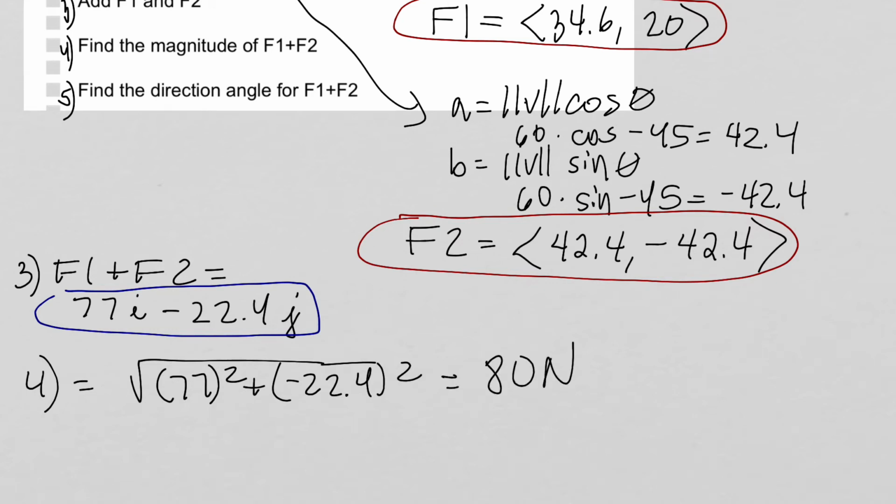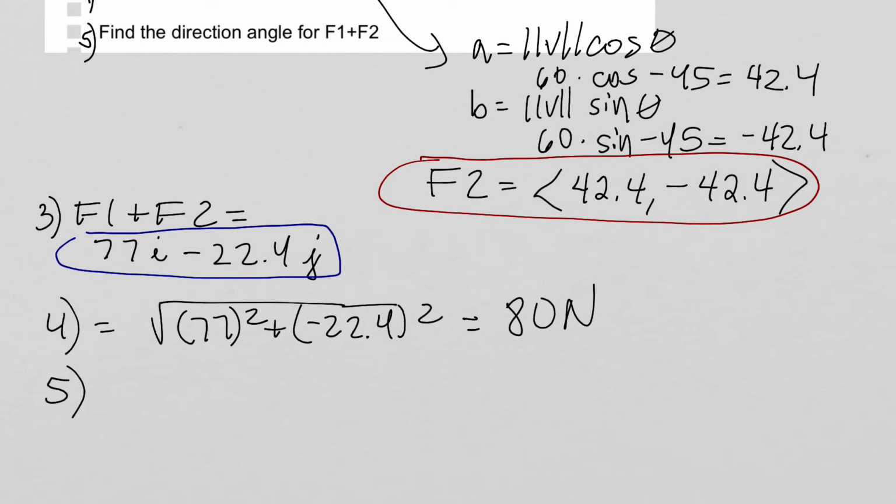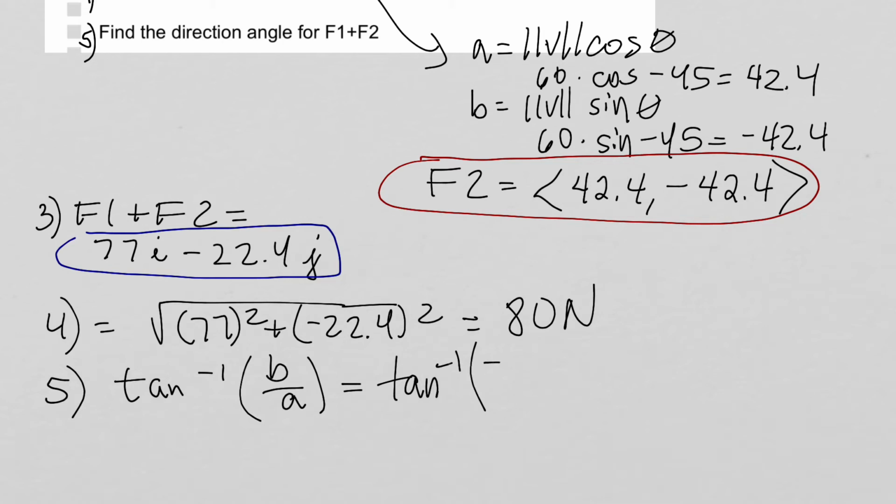I get it to be about 80 newtons there. Then to find the direction angle of this F1 plus F2, the direction angle formula is inverse tangent of B over A. So my B is that negative 22.4 over the A. I'm going to plug that into the calculator, and I get the direction angle to be negative 16.2 degrees. So that means the resultant force is being pulled by 80 newtons in a direction of negative 16.2 degrees from the positive x-axis.